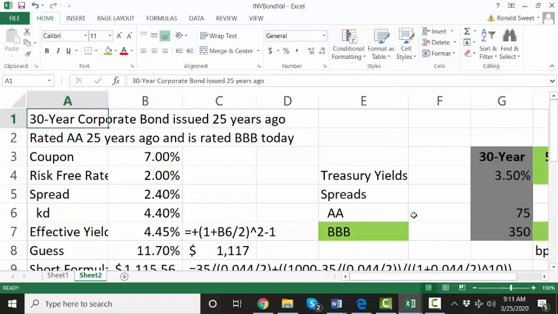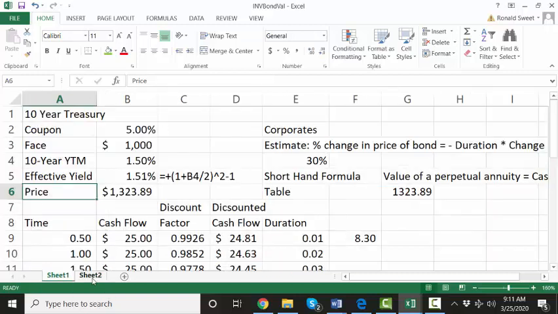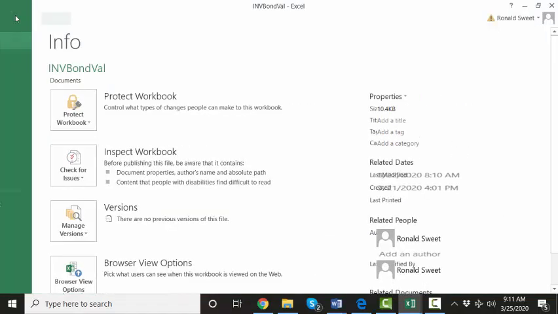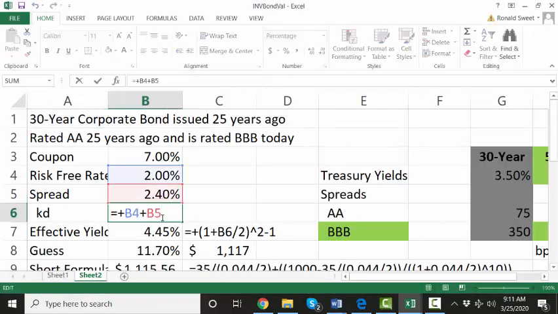I'll put this spreadsheet, the Treasury and the corporate, I'll put them out there on Blackboard so you can see them. I'll save them so we can find them. But yeah, so that's how you do it. We'll practice this more, and we'll have a team question on this so you can get more practice.